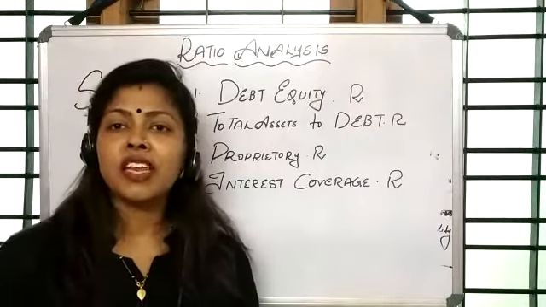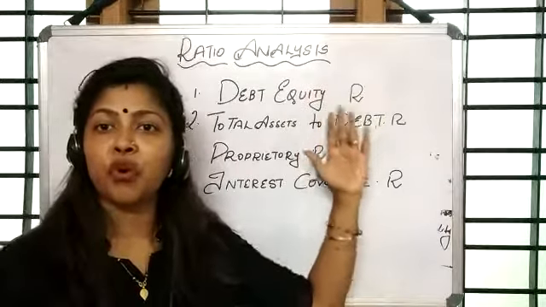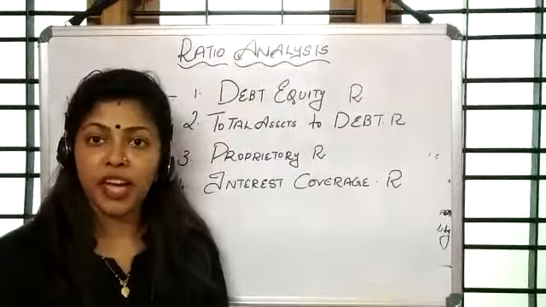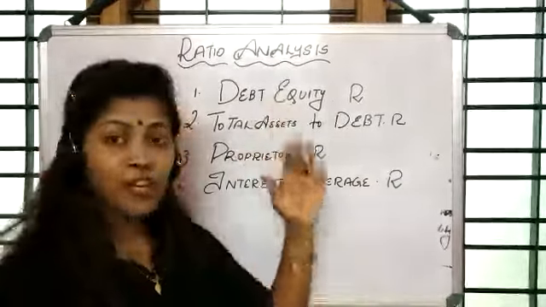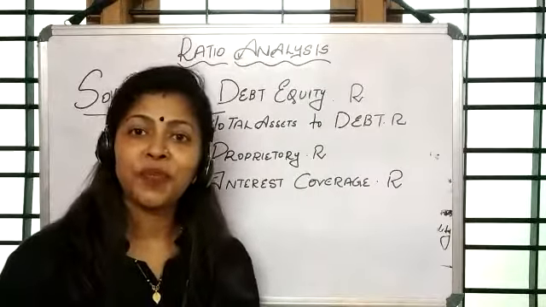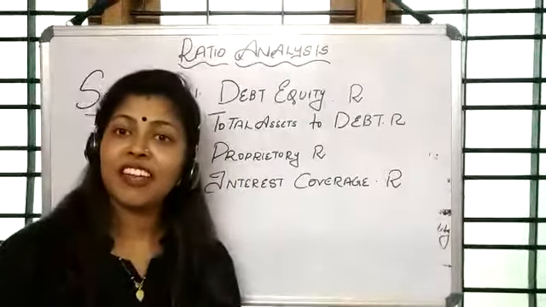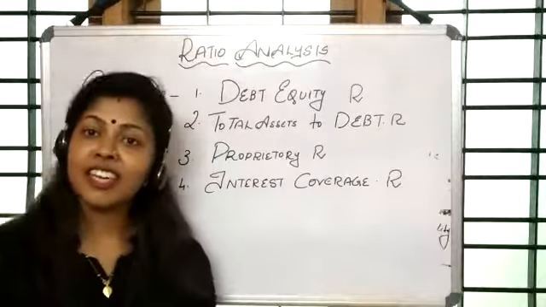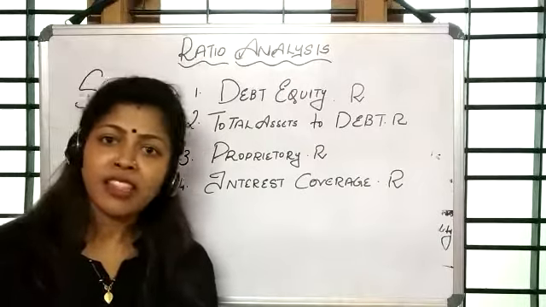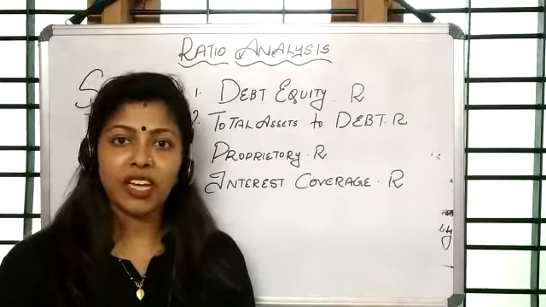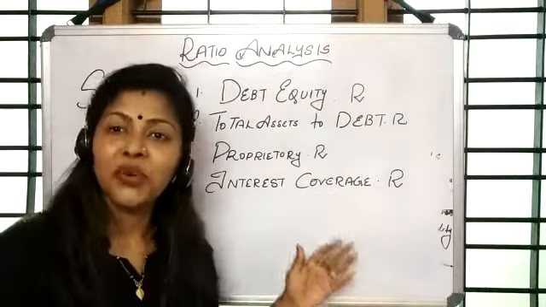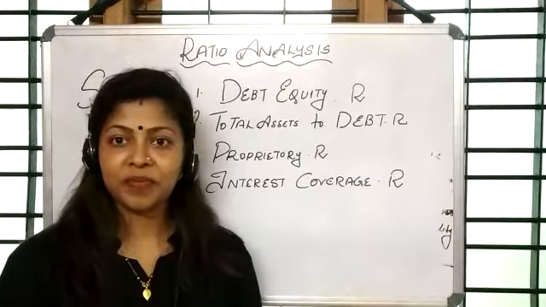Solvency ratios can be classified into 4 types. First one is debt equity ratio. Second one is total assets to debt ratio. Third one is proprietary ratio. And fourth one is interest coverage ratio. So my dear students, in this session, I am going to make you familiar with the first 2 ratios. And in the coming session, I will make the remaining ratios clear.